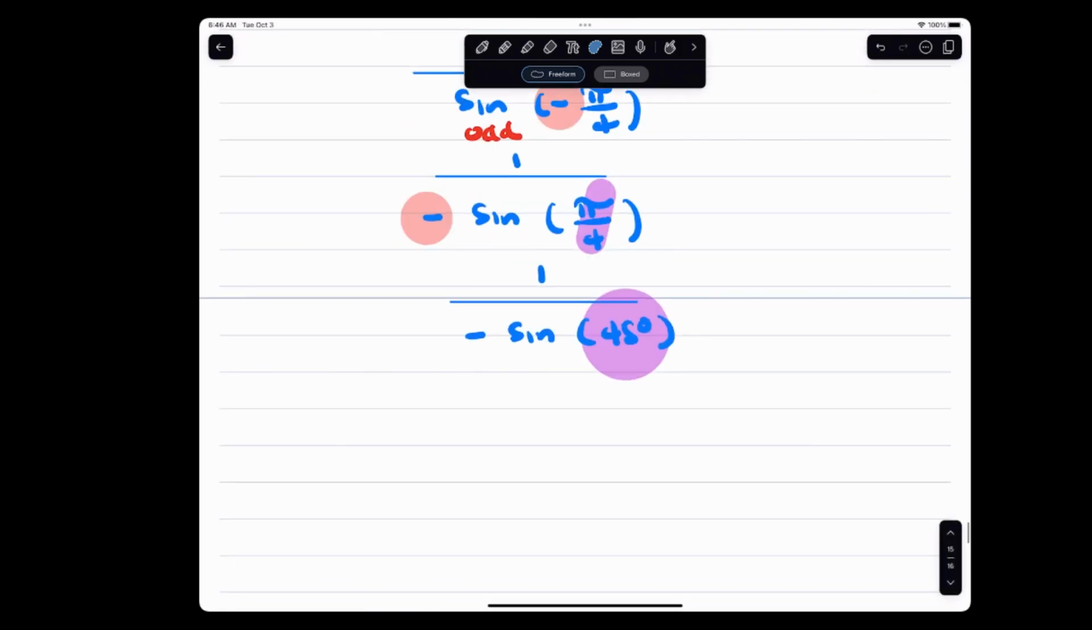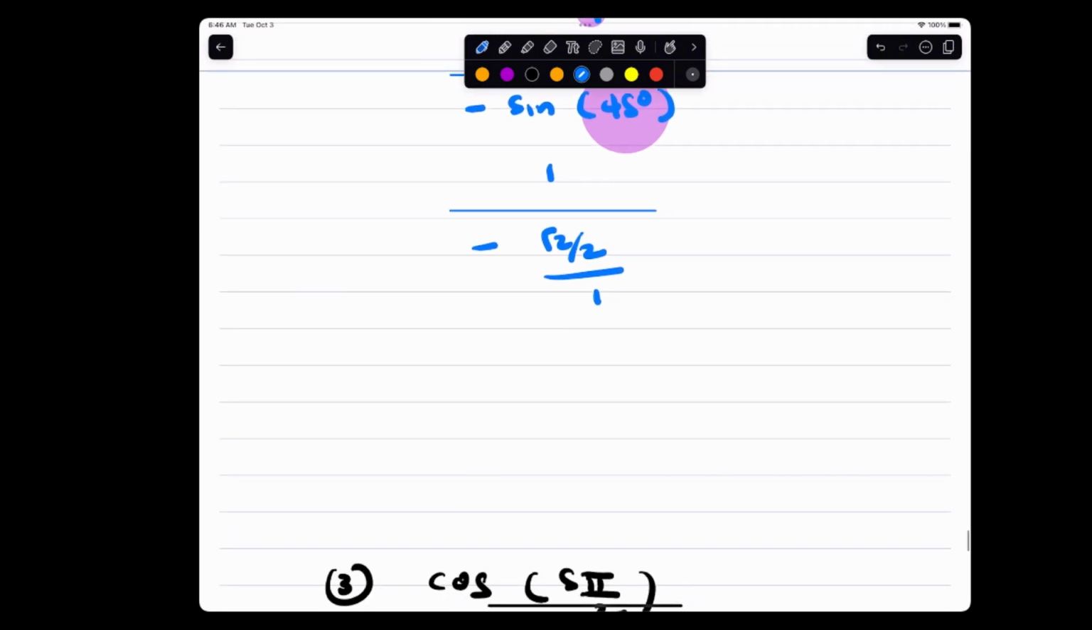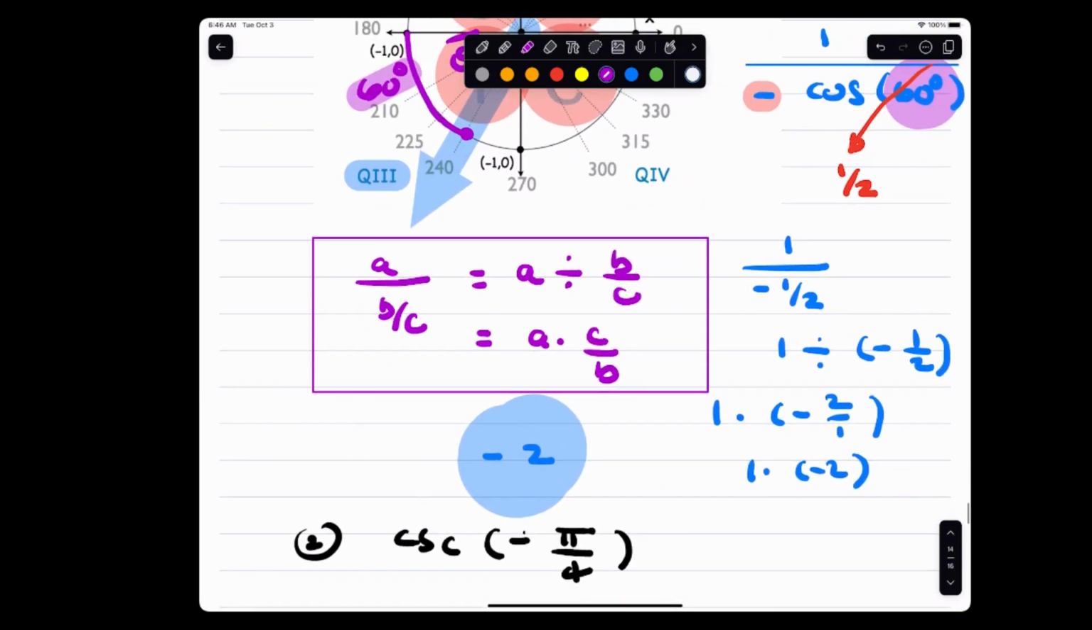One over negative square root of 2 over 2, divided by 1. Now remember, anything divided by 1 is itself. Is that true? So what I can just really do is say, is that 1 over that negative square root of 2 over 2? And the answer is yes. Because if we focused on the arithmetic of dividing any number by 1, it's itself.